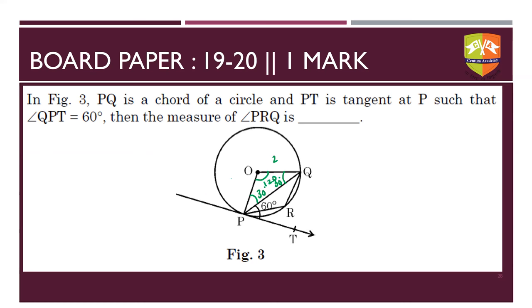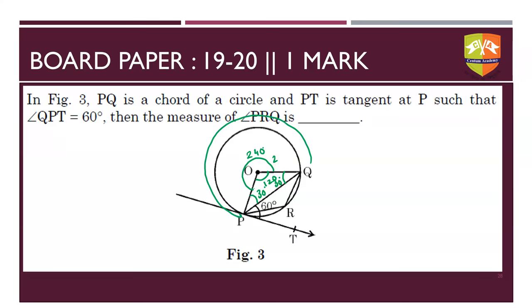Angle sum property. If that is 120, then the reflex angle is 240. The chord subtends double the angle at the center, that's what we are using. So what is the arc? QP is the major arc, which is subtending 240 degrees.